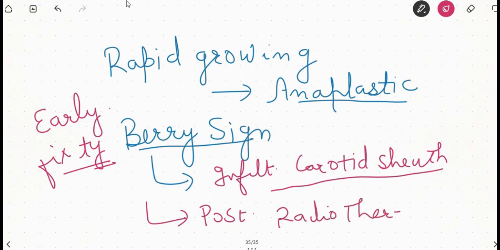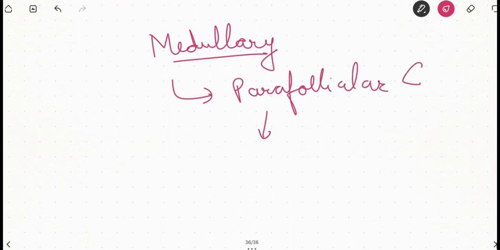Next comes the medullary carcinoma. So remember the medullary carcinoma, they arise from the parafollicular C cells that are derived from ultimobranchial body and not from the thyroid follicles.